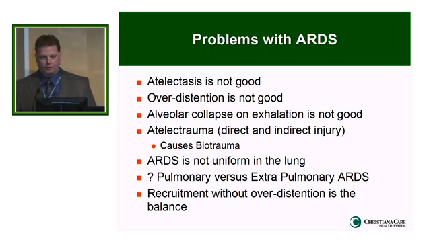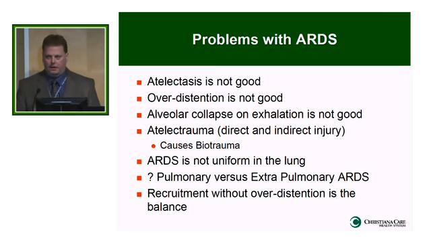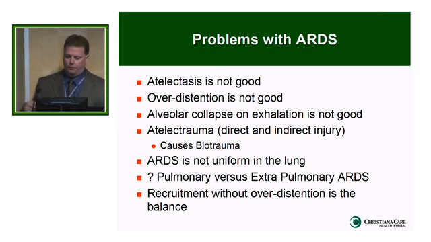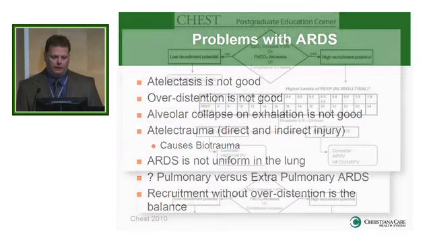ARDS isn't uniform in the lungs. You've seen CAT scans and chest x-rays, as you'll see some during this lecture, and it's not uniform. So one of the issues is that the regions are dramatically different. There's some very good lung in patients with ARDS, as well as some very bad lung, and how do you not hurt the good lung, but maybe help the bad lung all at the same time? There is this question of pulmonary versus extrapulmonary ARDS, and that deals with how you're going to recruit the patient. Do you recruit those patients differently or not? And how do you recruit them without overdistending? And that's a balance. That's an important balance.